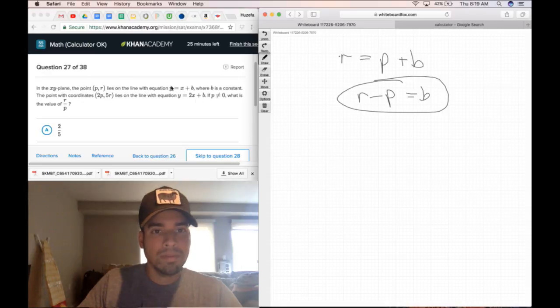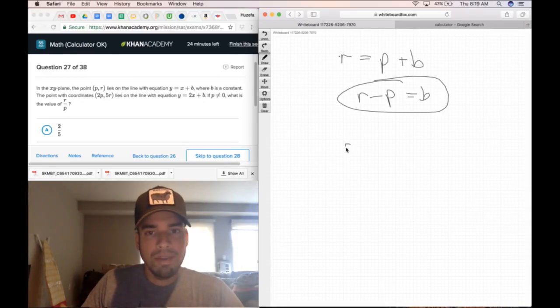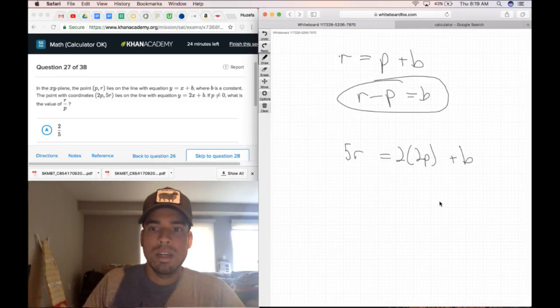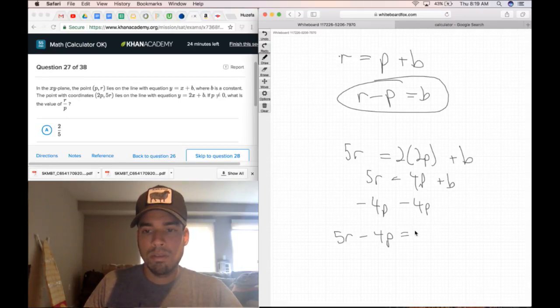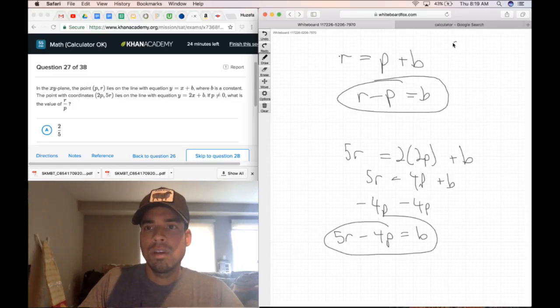Okay, that's one part. Down here, we have 5R. I'm plugging it in for the Y equals 2 times 2P, plugging in that X plus B. This becomes 4p. 5r equals that plus b. Subtract 4p, subtract 4p. 5r minus 4p equals b. Now we can set these guys equal to each other.